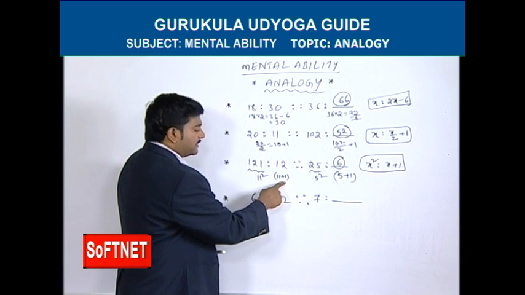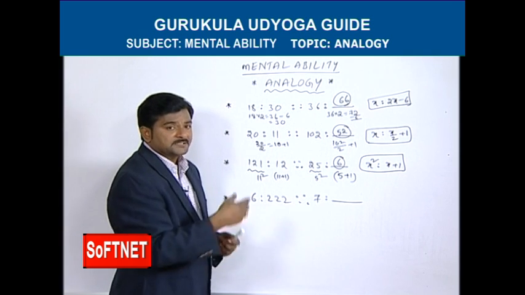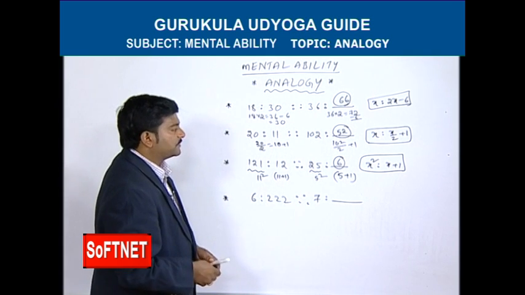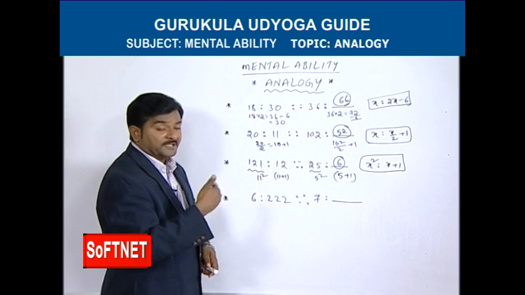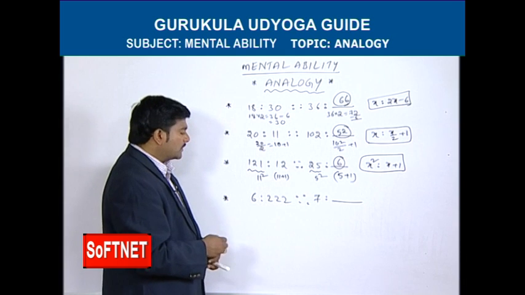11 square, 11 plus 1. 25 means 5 square, 5 plus 1. That is the concept involved for this example. Okay, that is the generalization. So what can you write here? X square is to x plus 1. So similarly, now observe this.